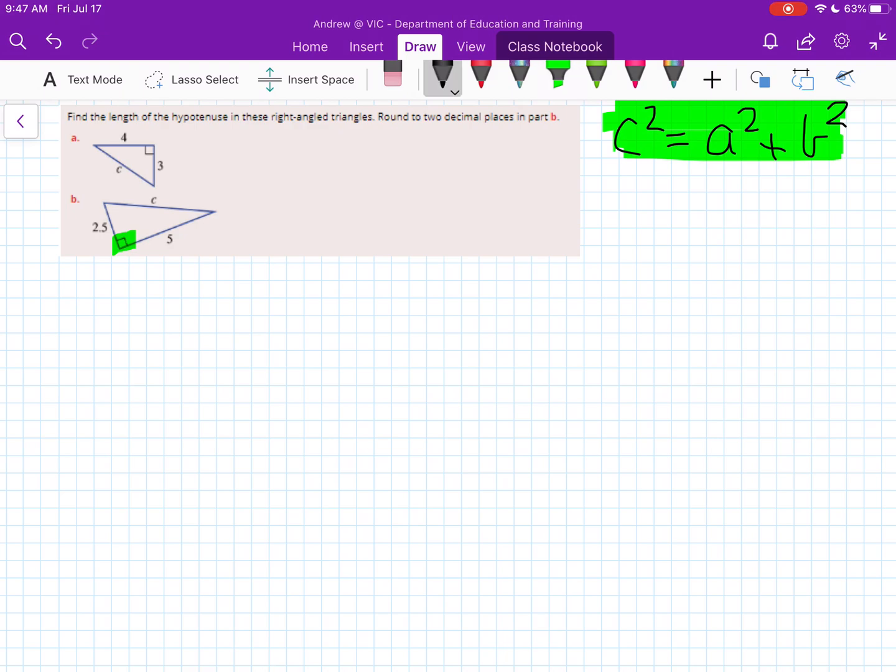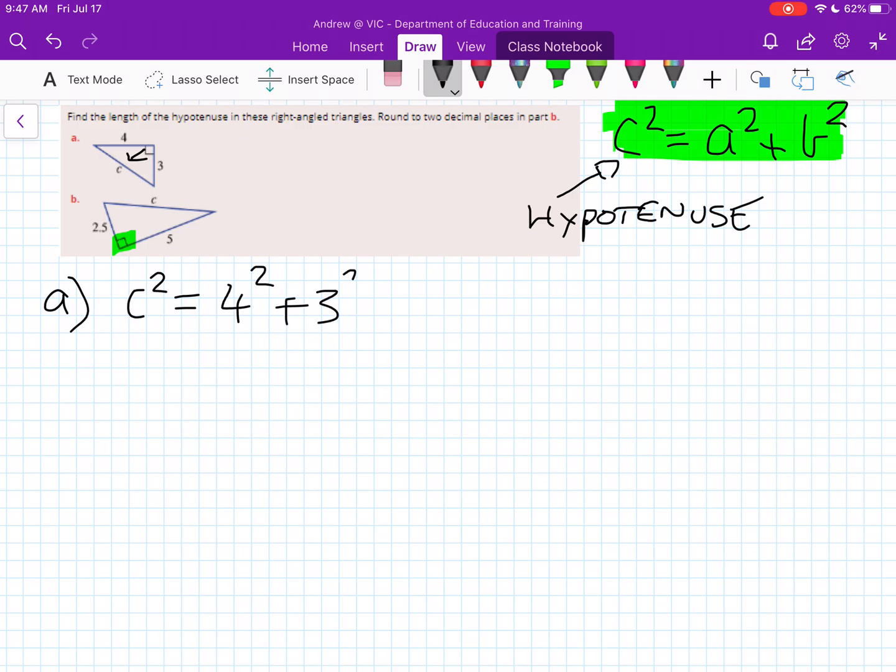Just remember that the C squared here is our hypotenuse. So in our formula that's what our hypotenuse is. So we'll do A here. C is our hypotenuse. Remember, hypotenuse is opposite the right angle. So we've got C squared, which is what we don't know, is equal to 4 squared plus 3 squared. It doesn't matter which order you put these other two in, because 3 squared plus 4 squared is the same as 4 squared plus 3 squared.